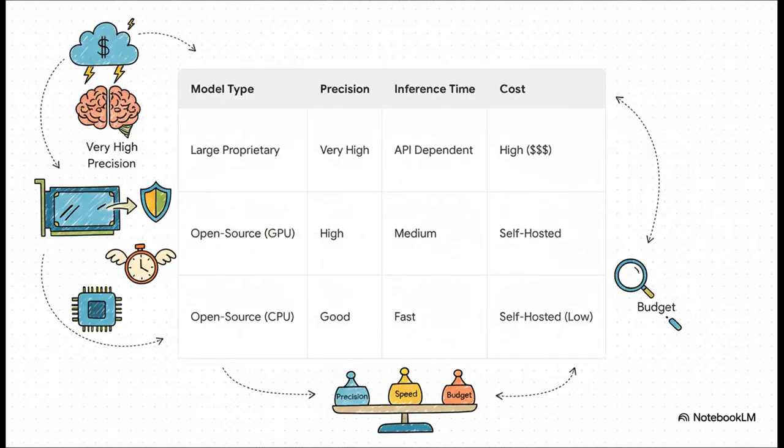And what about the model that actually creates the embeddings? Well, you guessed it, more trade-offs. You could use a massive proprietary model from a big company. You'll get incredible precision, but it's going to be expensive. Or you could host your own open-source model. A powerful GPU-hosted model will give you great precision, while a cheaper CPU-based one will be faster and less expensive, maybe at a slight cost to precision. It really just comes down to that classic balancing act between your need for accuracy, speed, and of course budget.